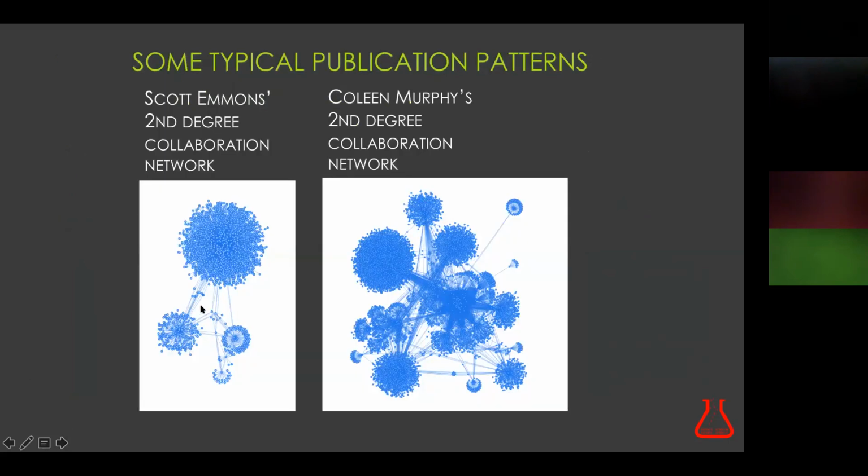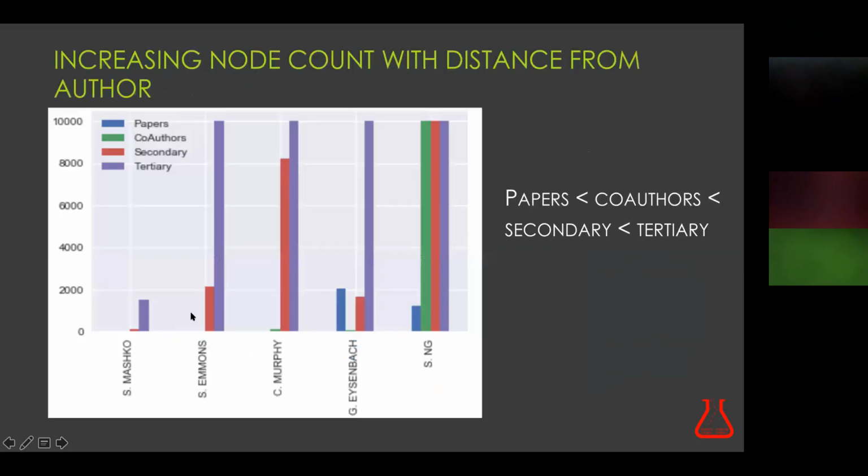A normal collaboration network has the central investigator here and then communities around it. This is Colleen Murphy. This is Scott Emmons. These are two of my mentors. And again, a normal collaboration network has an increase from the number of papers, and then they have more co-authors than papers, more secondary authors than papers, and more tertiary authors. So in sum, we have a linear increase from this to this. Now, we can do this for all the investigators in the database and then look, and we see that there are outliers. Like this guy has way more papers than co-authors, and there's something strange about that.